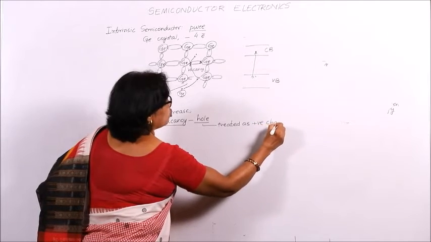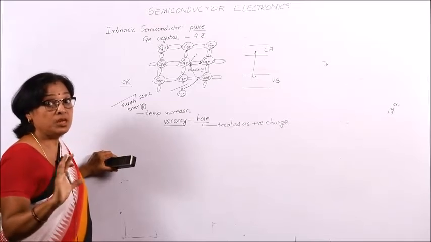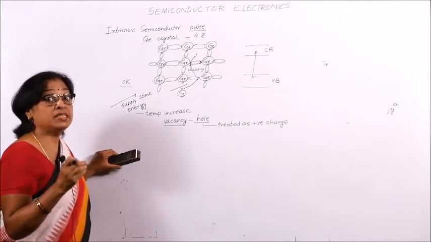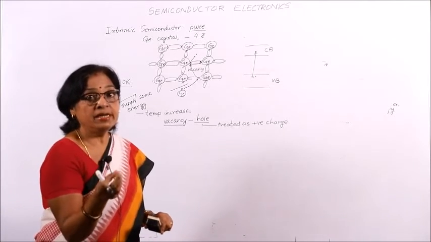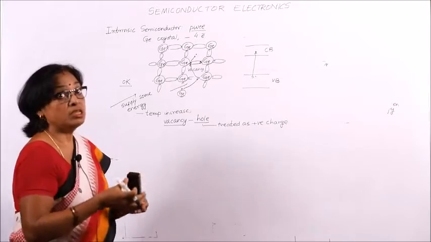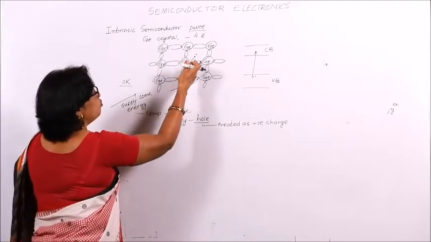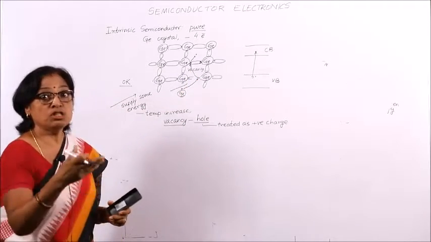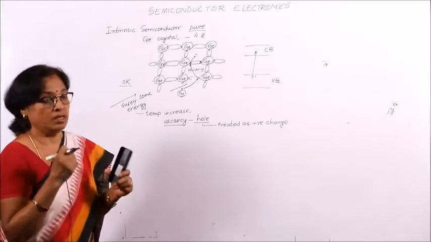But remember, it is not a particle. It is not a particle like a proton. A proton is a positive charge and it is a particle. A hole is not a particle. It is just a tendency to attract electrons. That is why we treat it as a positive charge, because electrons can move there. In this manner, holes move from place to place and hence it can conduct, because electrons are now moving from atom to atom. So we say that now it is conducting.